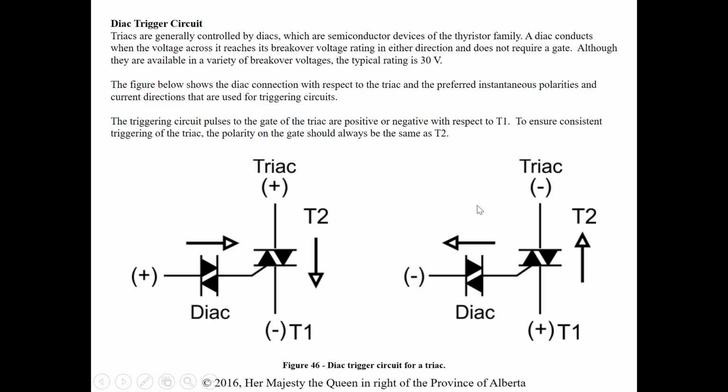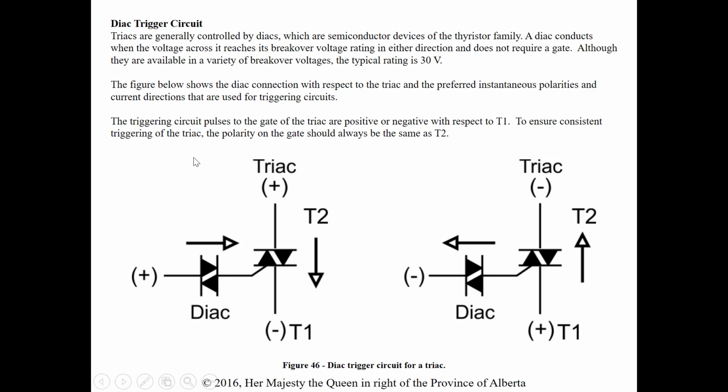The Diac trigger circuit. Triacs are generally controlled by Diacs, which are semiconductor devices, again, of the thyristor family. A Diac conducts when the voltage across it reaches the breakover voltage rating in either direction and does not require a gate. Okay, so the triac is requiring a gate, but the Diac is what's deciding what goes to that gate, and the Diac itself does not have a gate. Although they are available in a variety of breakover voltages, the typical rating is 30 volts for the Diac.